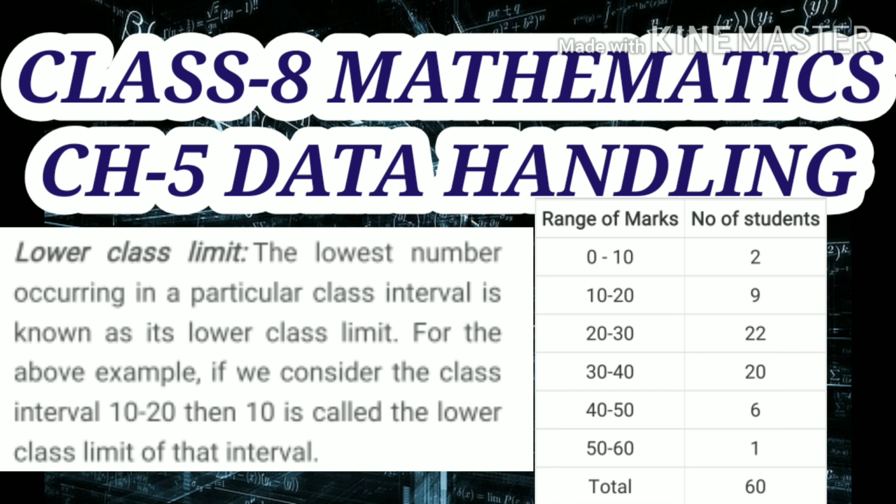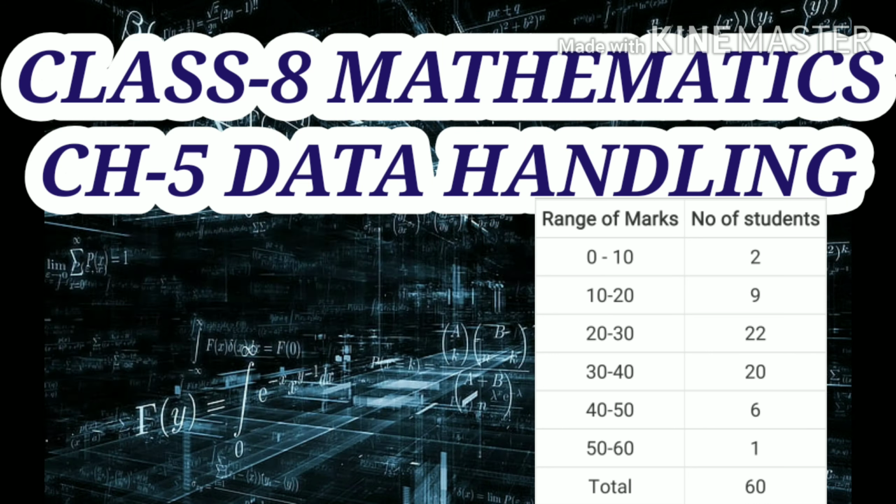For class interval 20 to 30, the lower class limit is 20. In the same way, for class interval 30 to 40, the lower class limit is 30. For class interval 40 to 50, the lower class limit is 40. And for class interval 50 to 60, the lower class limit is 50. So children, it's very easy to find the lower class limit by just looking at the given class intervals.